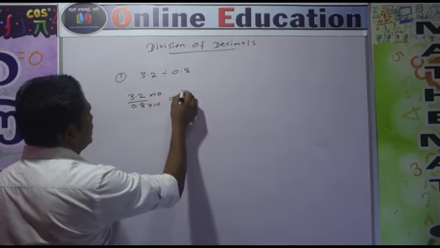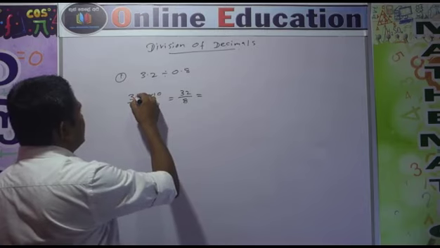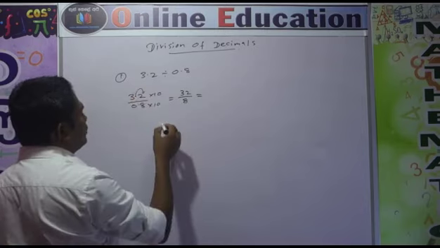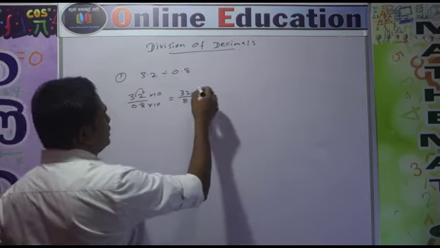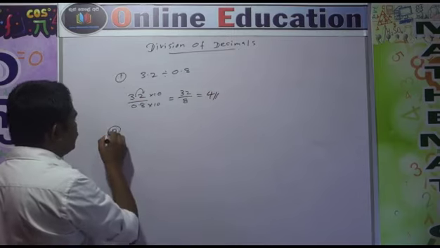The answer is 32/8. When you are multiplying the decimal number, it jumps to the right side, and this also jumps to the right side. 32/8 means 4. Second question.